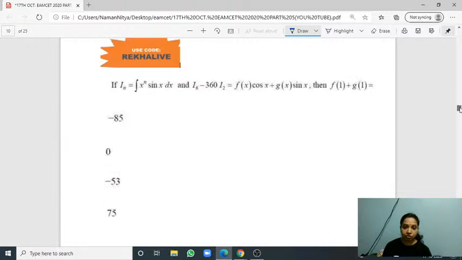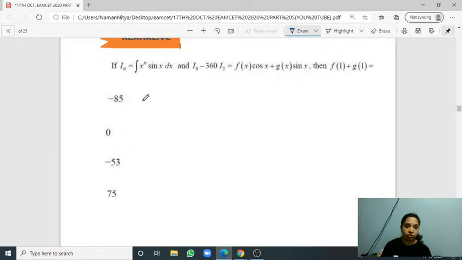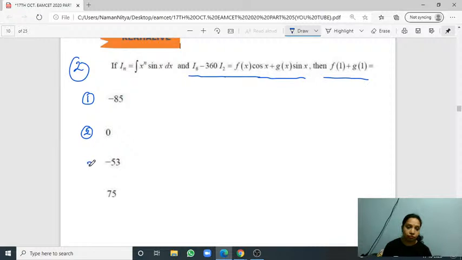Let's go to the next question. What is the next question here we have? This is the second question for today's class. If I_n equals integration of x power n sin x dx, and I6 minus 360 I2 is equal to f of x cos x plus g of x sin x, then what is f of 1 plus g of 1? Whether it is minus 85, 0, minus 52 or 75. These are the 4 options.